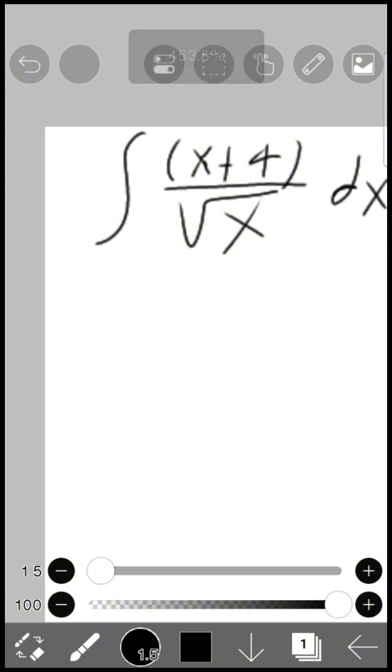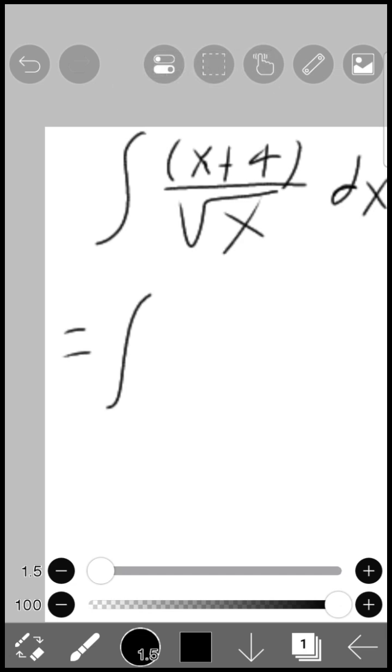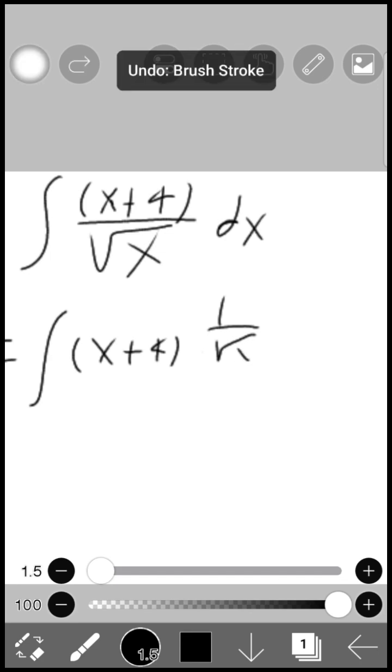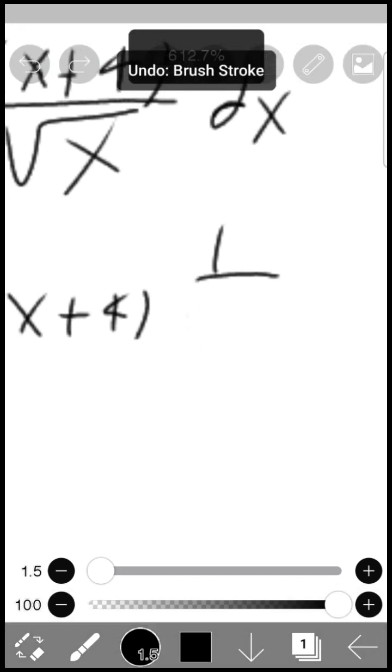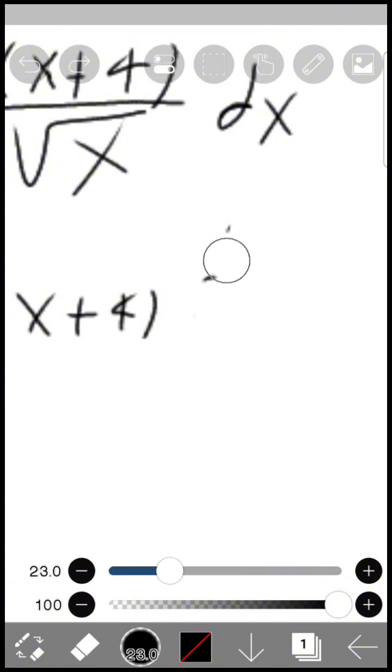So first, this is equal to the integral of x plus 4 multiplied by 1 all over square root of x. Let's fix that real quick.